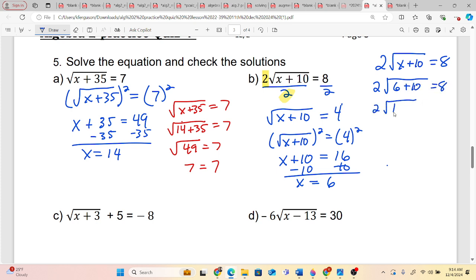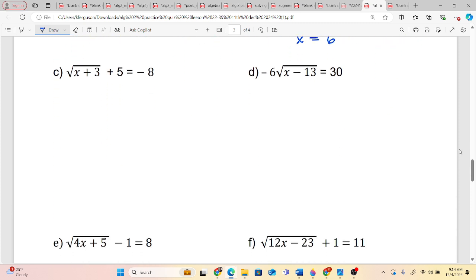2 times the square root of 16 equals 8. What's the square root of 16? 4. 2 times 4 equals 8. 8 equals 8. Yep, done. I meant to make that red, oh well. So, yep, viable answer. Next problem.